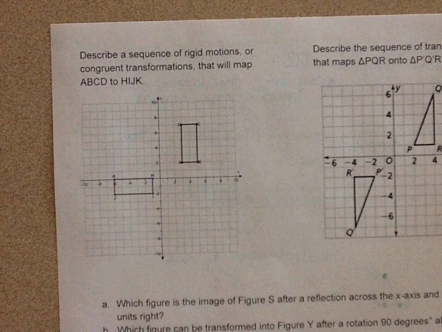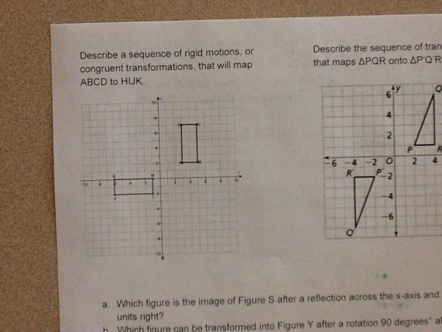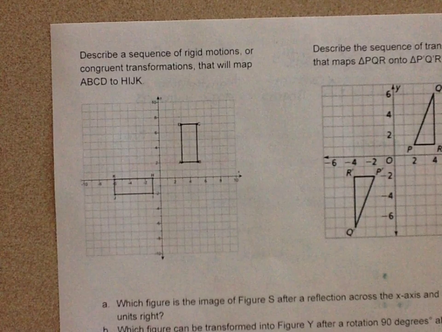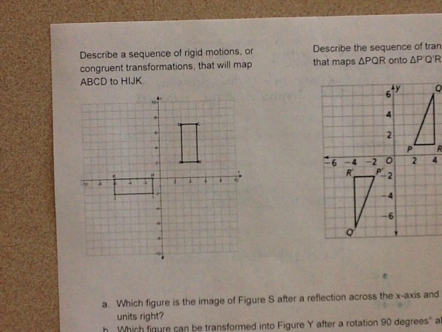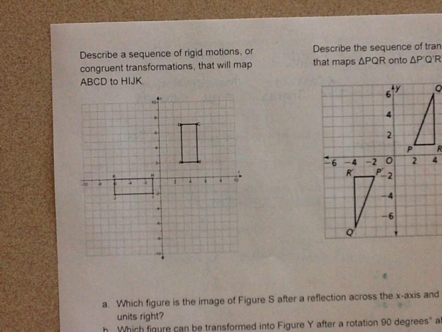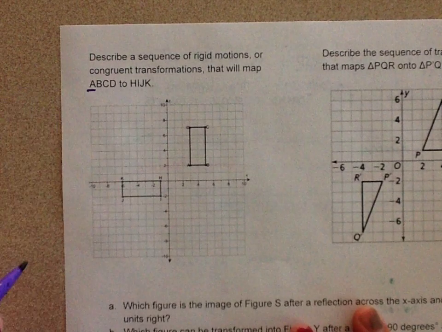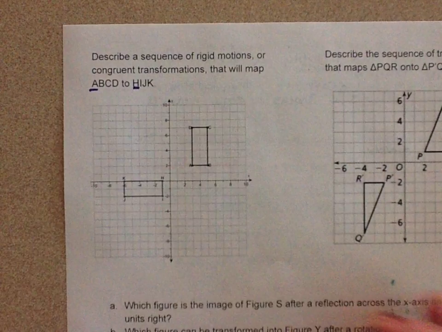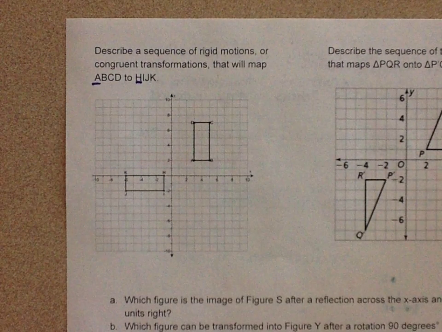Okay, first thing you need to check, guys. I need to know which one I start with and which one I go to, right? If I have A, B, C, D, and I want to go to H, I, J, K, which point is going to map to A? H, because those are both listed first. So A is going to map to H.